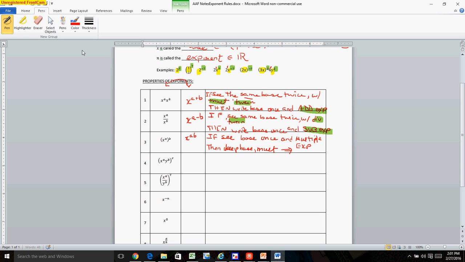But let me plant a little seed in your head here that multiplication, you've known for a long time, is commutative. So I could write this, if I chose, as x to the b times a, couldn't I? And then if I was going backwards, couldn't I write this as x to the b times a? Yeah, tricky.